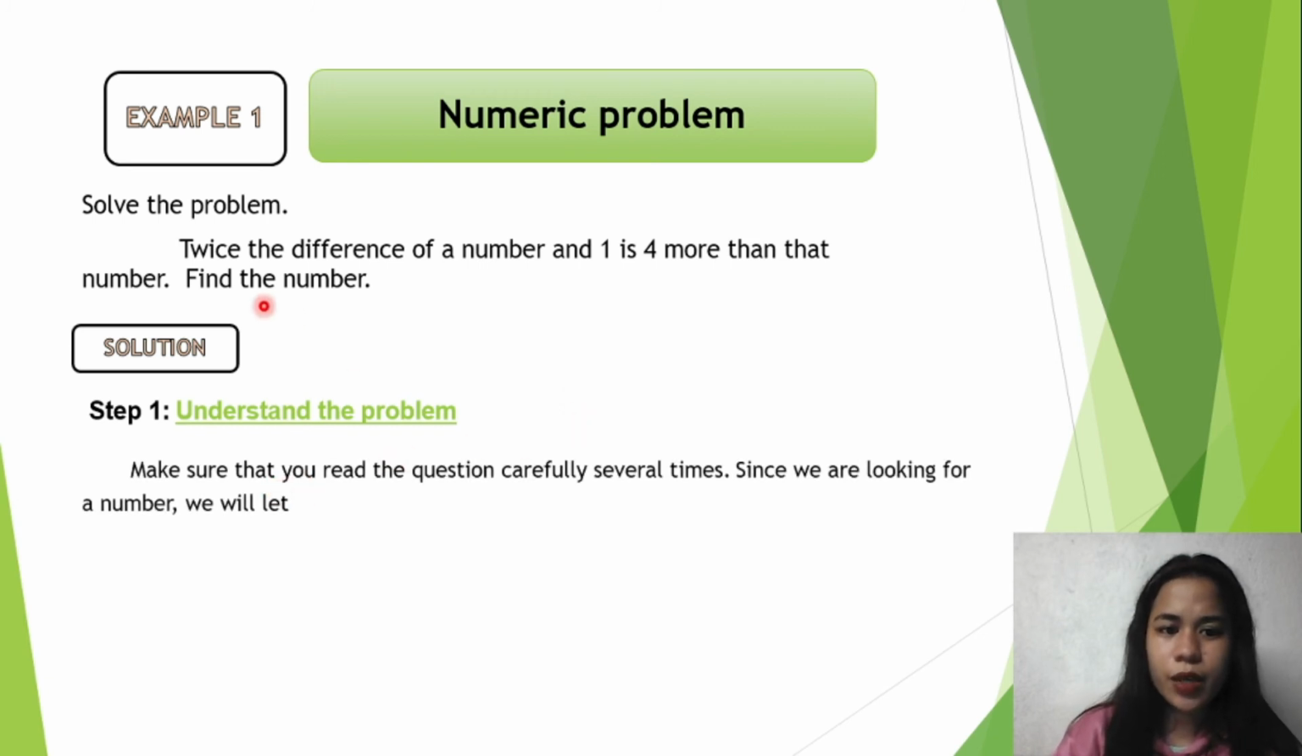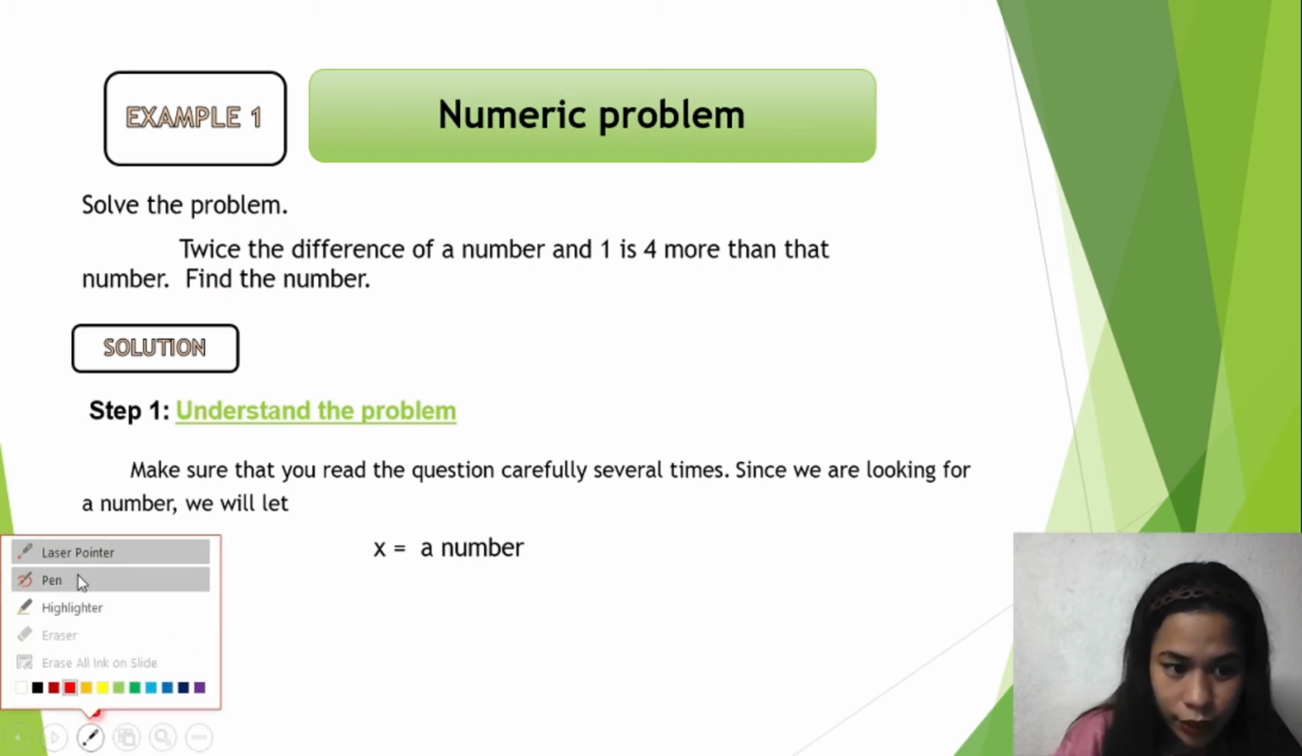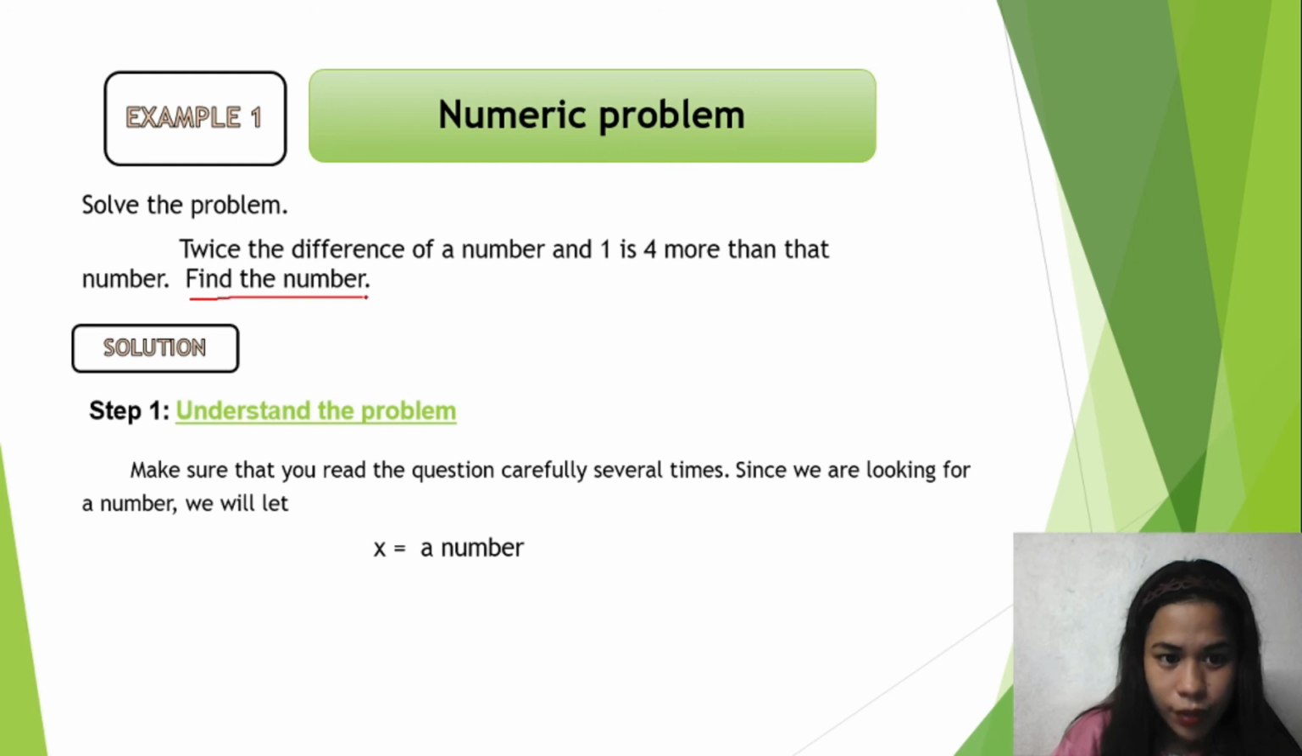Make sure that you read the question carefully several times. So paulit-ulit nating babasahin yung question. Kapag hindi naintindihan na una, then basahin ulit hanggang sa maintindihan natin. Since we are looking for a number, then we need to represent any variable for that unknown. So we let x be the number. Kasi yun yung hinahanap natin. We have here, find the number. So we let x be the number.